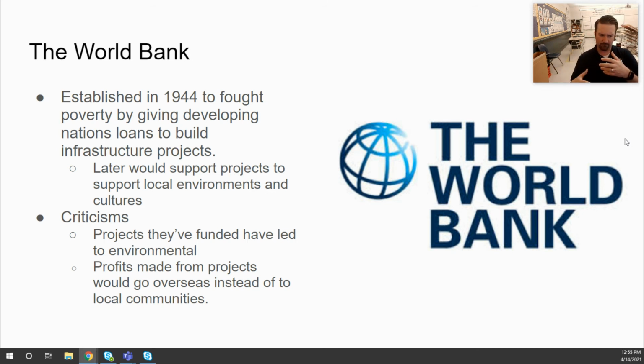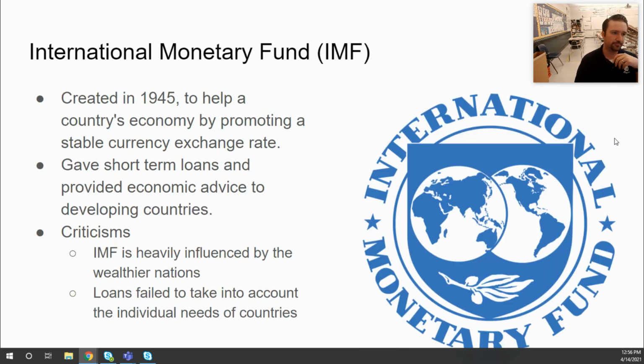But there have been criticisms of this in the past, some of which I talked about in the previous. Some of them will say that the money they've given to projects like damming up rivers has caused environmental degradation that is irreversible as a result. And then profits made from the projects would go overseas rather than to local communities. So the wealthier countries are getting wealthier because they're the big financiers of the World Bank itself.